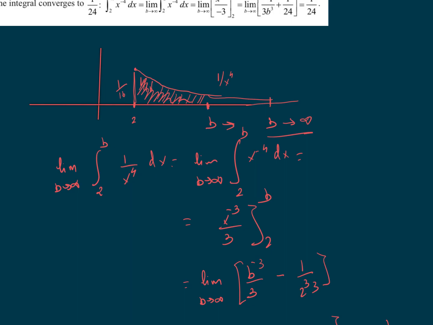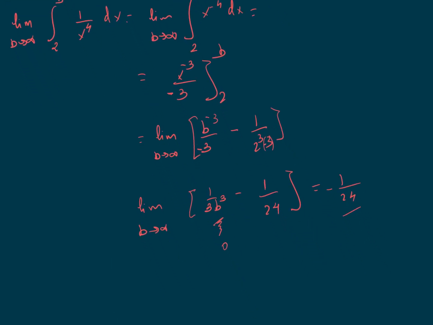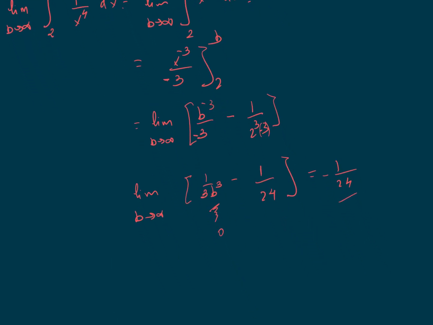Where did I make the mistake? The integral is from 2 to v. Let me see. Where did I make a mistake? Oh, x to the minus 3 divided by minus 3. So it is x to the minus 3 divided by minus 3, and there is a minus 3 here. Now I know where the mistake is. Now let's correct it.